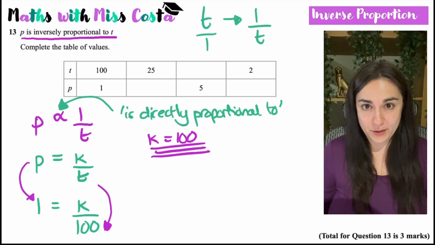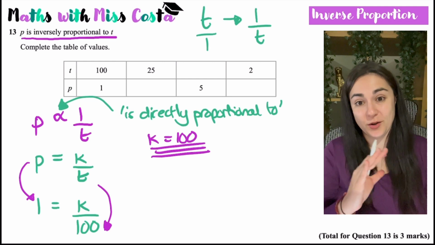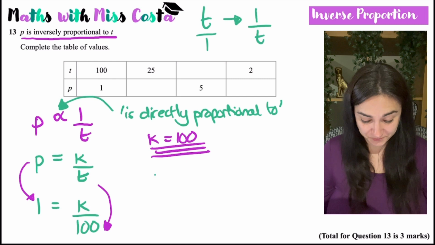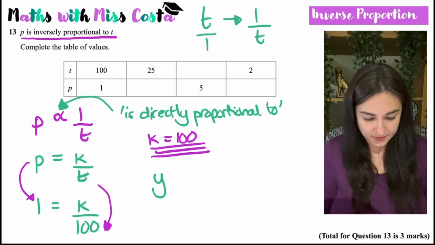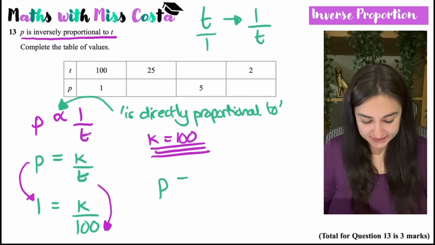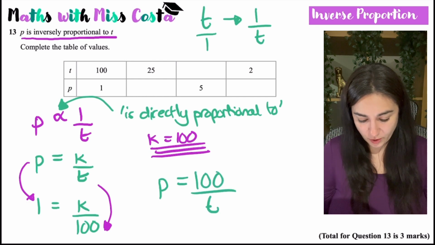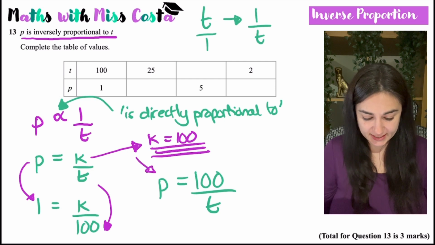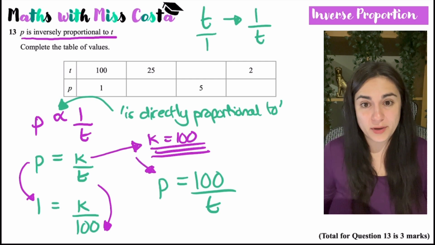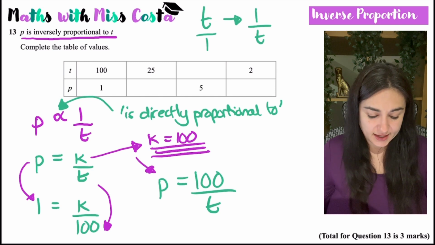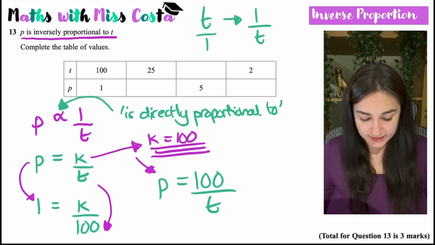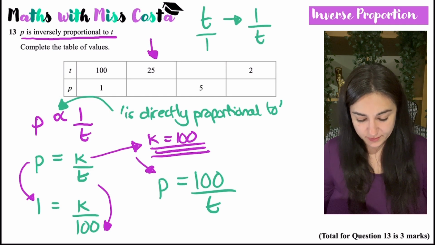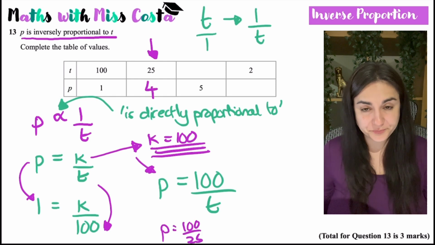Once I've figured out what my value of K is, I can use that to figure out the value of anything else. So I write the general formula, P must equal 100 over T. So all I've done is I've worked out the value of K and I've substituted it into this formula. So this is now a general formula I can use for any value. So I can start with when T is 25, what would I do? I would do P equals 100 over 25, which is 4.